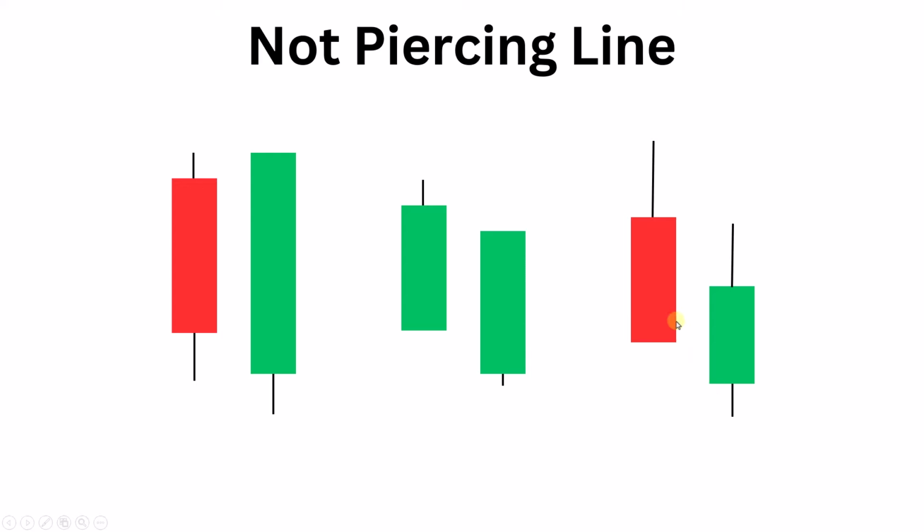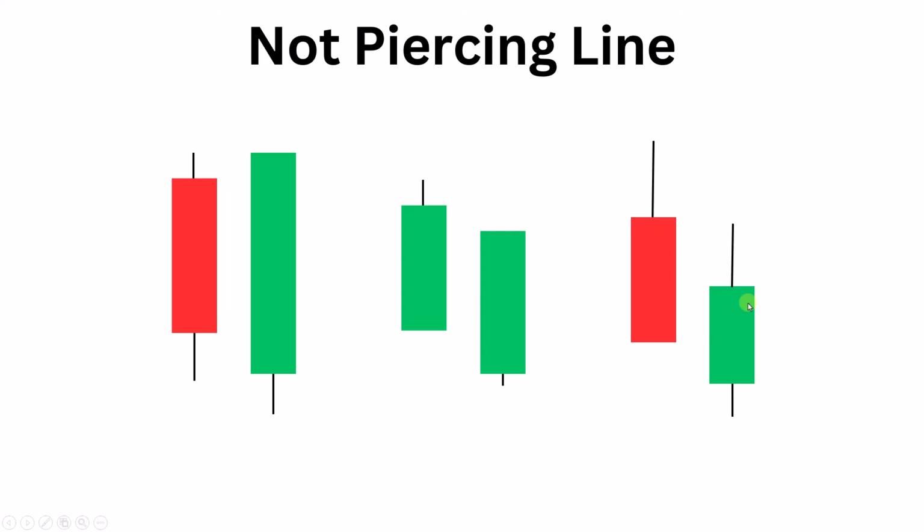Here we have a red candle, we have a green candle. The green candle has opened below the low of the red candle, but it has not closed above the midpoint of the body of the red candle, and so this is not considered a piercing line pattern.